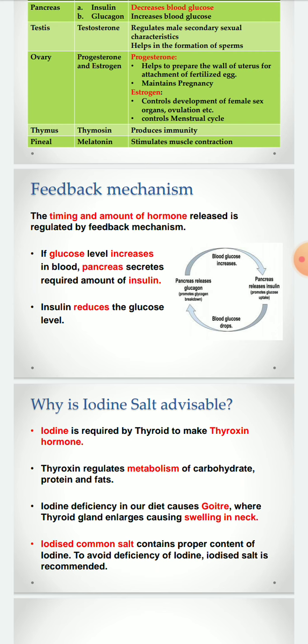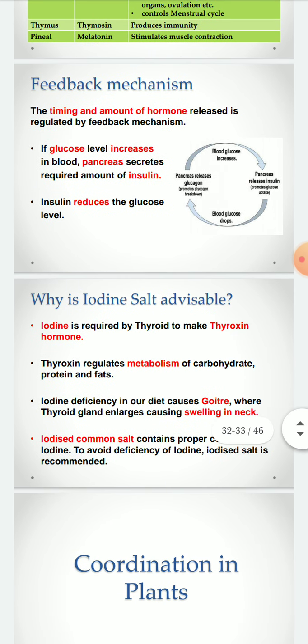And why is iodized salt advisable? Iodine is required by the thyroid to make the thyroxine hormone. Thyroxine regulates the metabolism of carbohydrate, protein and fats. Iodine deficiency in our diet causes goiter, where the thyroid gland enlarges, causing swelling in the neck. So goiter is a disease where the thyroid gland enlarges and the neck swells up.